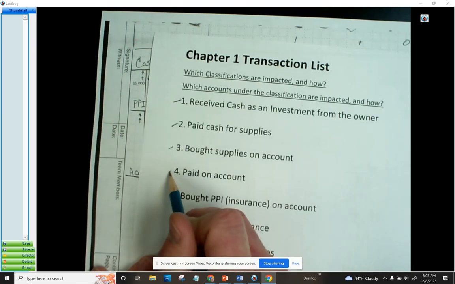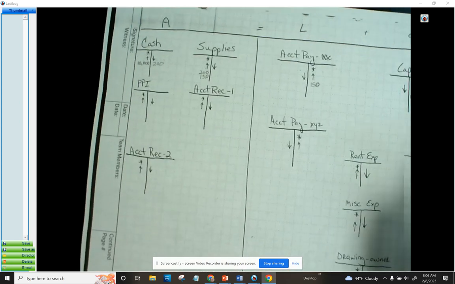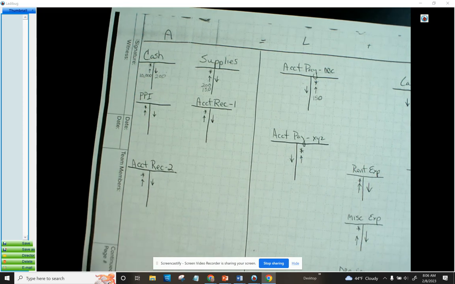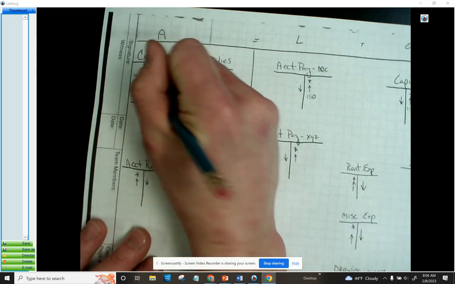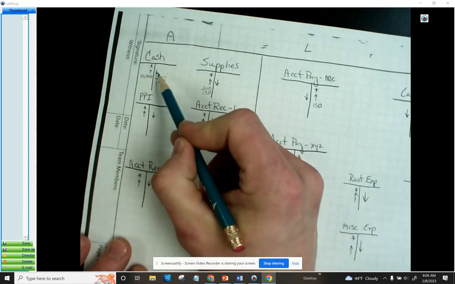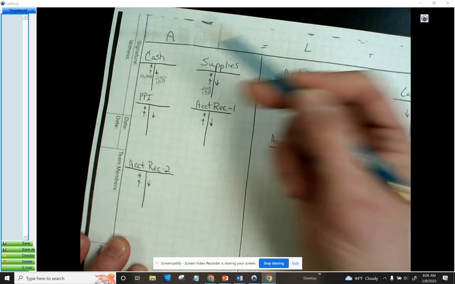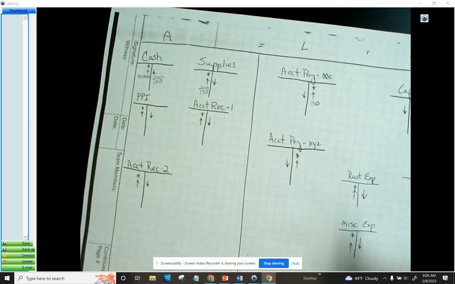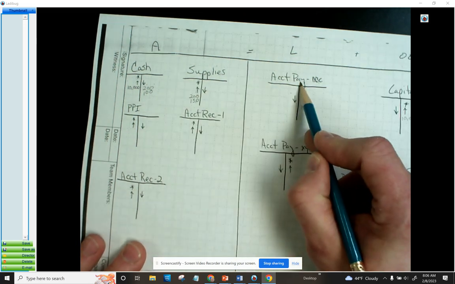All right. Paid cash on account. Cash will go down anytime you pay cash. Let's say we pay off $100 that we owe. Cash will go down with a credit of $100, making assets go down $100. You're paying on account, you're paying off money you owe. So accounts payable will be impacted.